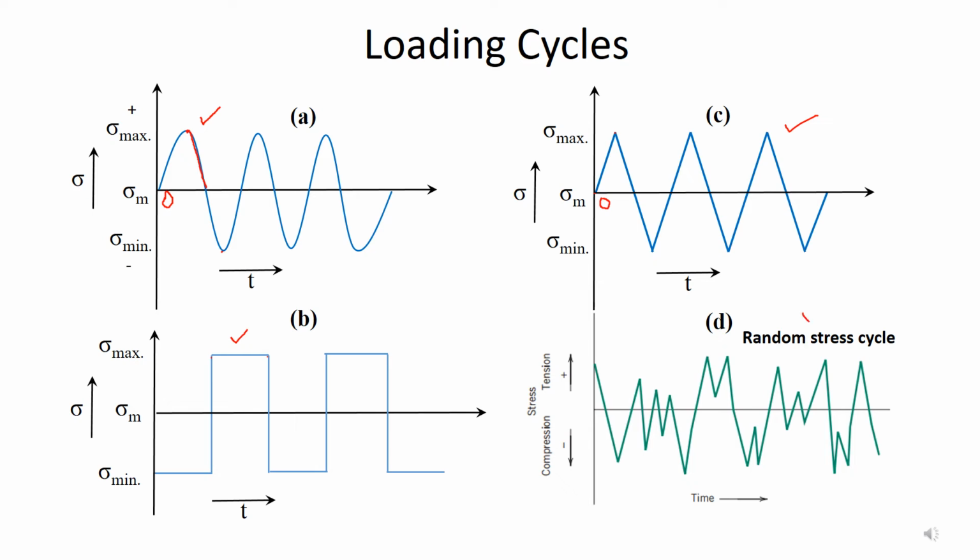Here is the random stress cycle, where the amplitude of the load as well as the direction of the load is changing. In diagrams A, B and C, the amplitude of the load was constant in the tensile and in the compressive cycles. The only change was the direction. Here in the random stress cycle, the amplitude as well as the direction is changing.